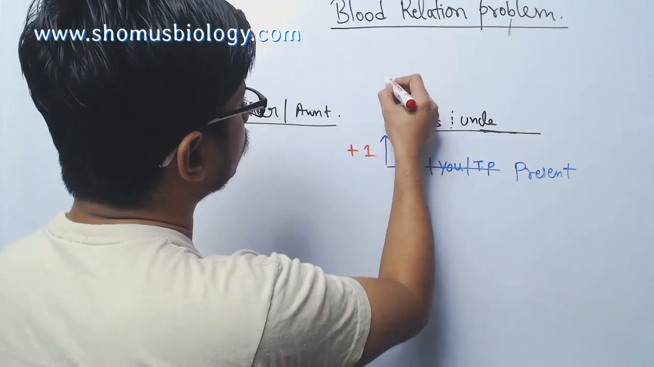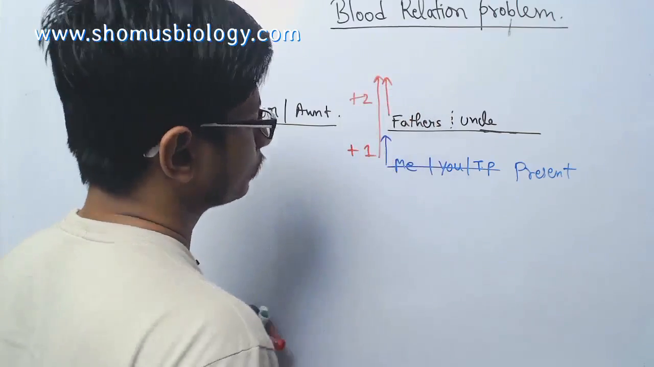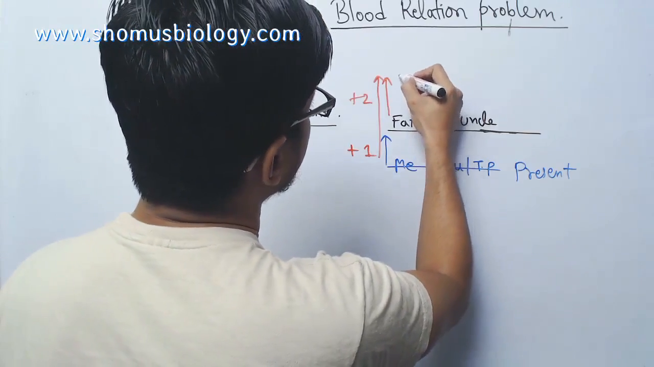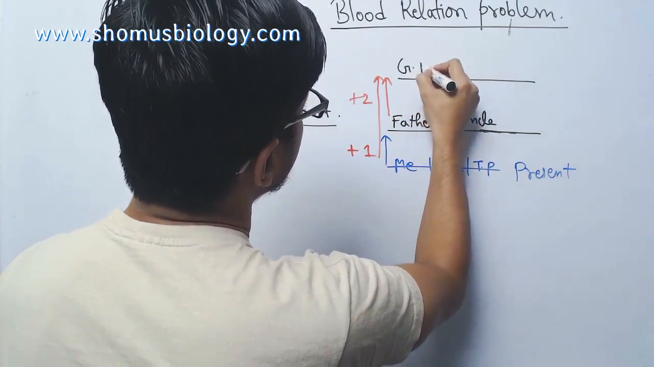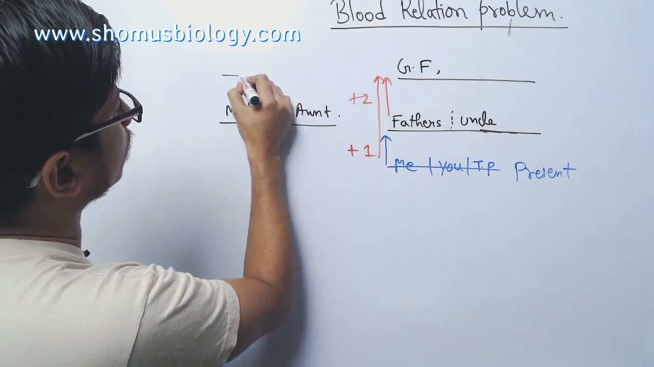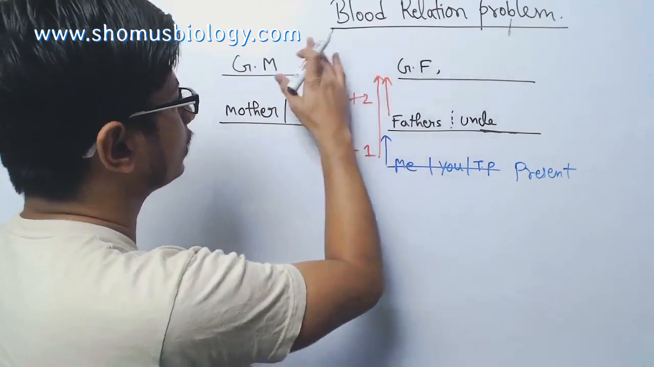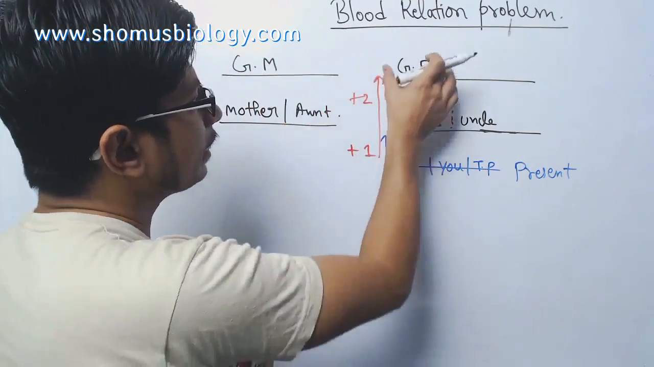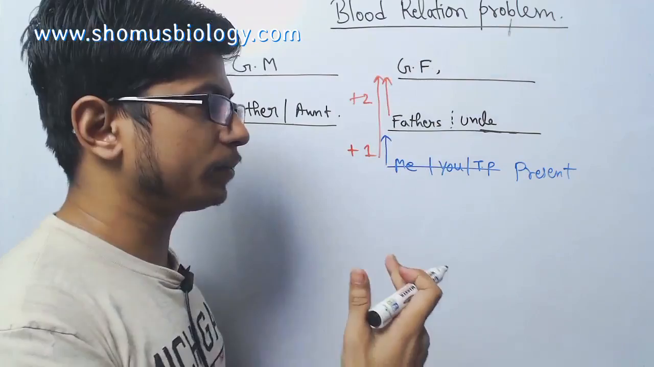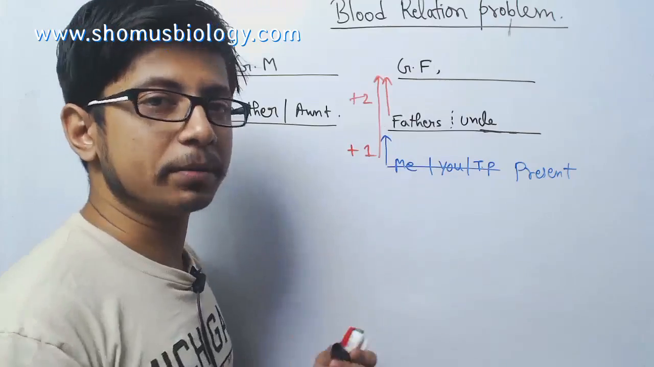Now if you go two generations up, in the case of male we have grandfather, and in the case of female we will have grandmother. Two generations up: for male, grandfather; for female, grandmother. This grandfather or grandmother can be from your father's side, or from your mother's side, but whichever side it is, we call them grandfather or grandmother.